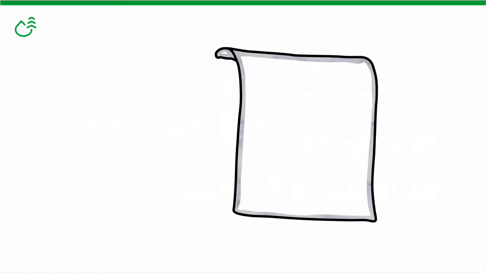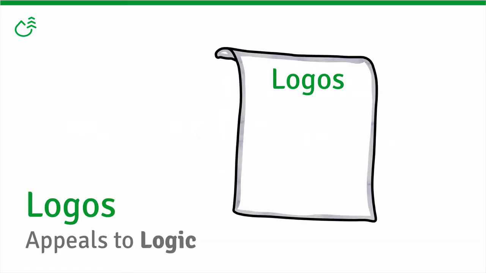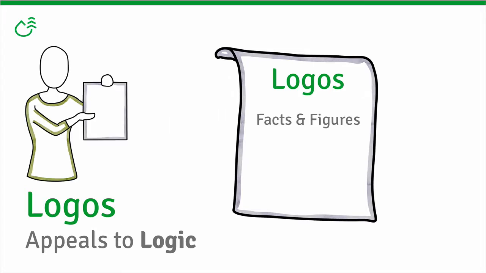The first mode is logos, which appeals to logic. Here, the explainer uses facts and figures to back up claims. Persuasion is accomplished through information and data.